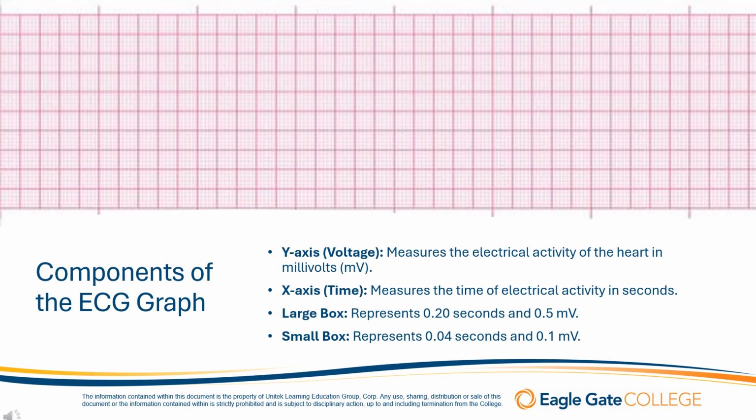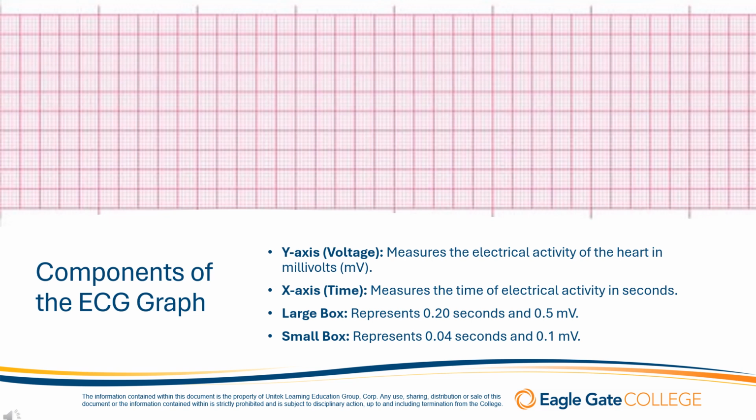Higher spikes on the y-axis indicate stronger electrical activity, which is typical during the depolarization phases of the cardiac cycle. Conversely, lower spikes or flatter lines indicate weaker electrical activity or repolarization. The x-axis measures time. It is horizontal. This axis allows us to see how long each part of the cardiac cycle takes, which is essential for identifying any delays or abnormalities in heart function.